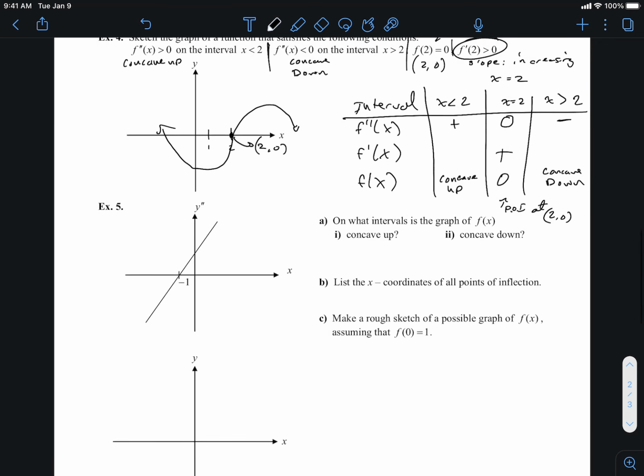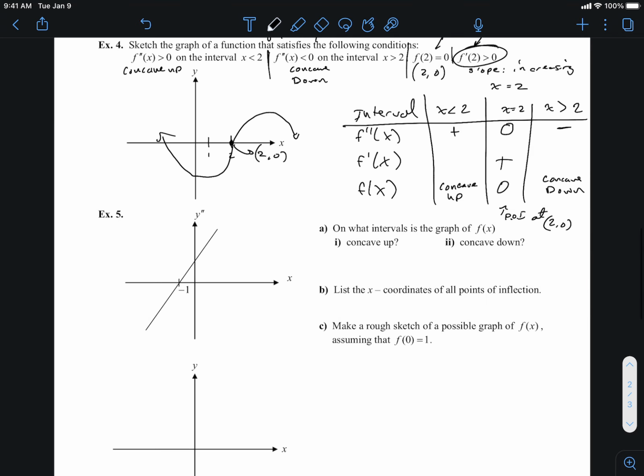So let's jump down here, and this is an example where they've told you to just be careful with what they're telling you. They want to ask you a series of questions here. On what intervals is the graph of f(x) concave up? Well, just pay attention to what it is they're actually graphing with this first graph, right? They're giving you a map of what that second derivative actually looks like, right?